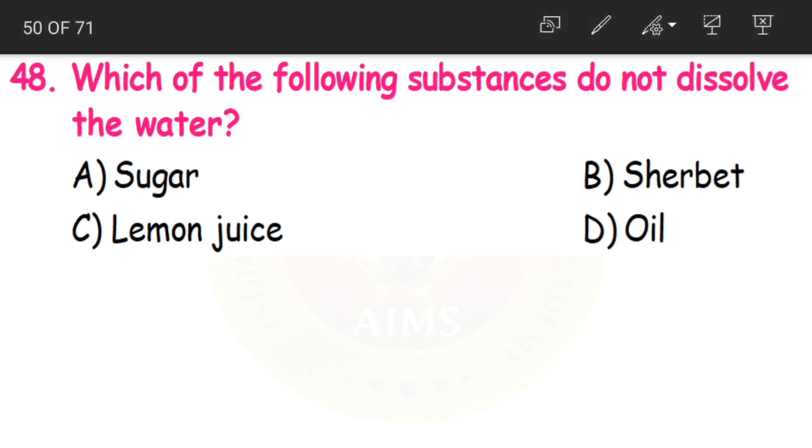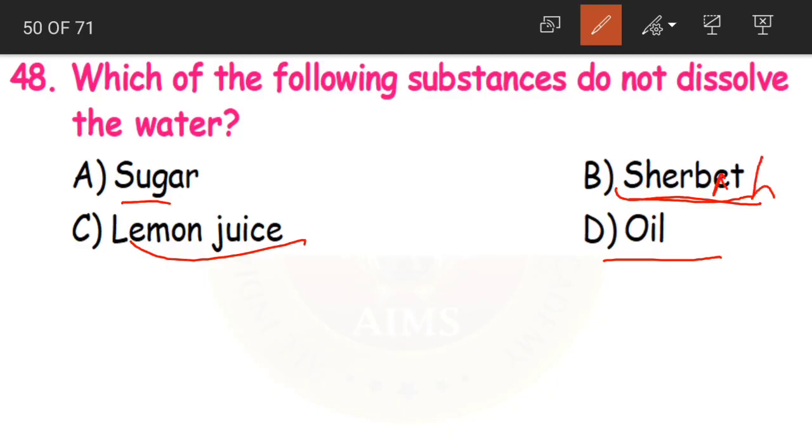Next question, the 48th question. Which of the following substances do not dissolve in water? Which substances are not going to dissolve in the water? Either sugar, sharbat, lemon juice, or oil. This is sharbat, children, sorry.